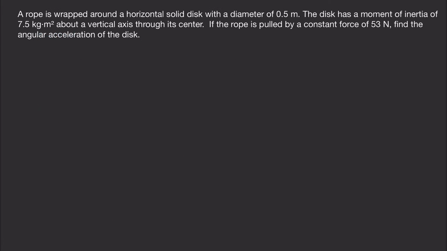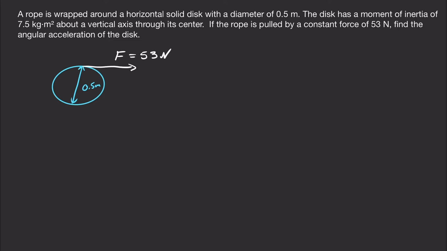For the next problem, we have a rope that is wrapped around a horizontal solid disc with a diameter of 0.5 meters. The disc has a moment of inertia of 7.5 kilogram meters squared about a vertical axis through its center. If the rope is pulled by a constant force of 53 newtons, find the angular acceleration of the disc. So I'm going to start off by drawing my little disc, and then I have my force that's going to be pulling, my constant force of 53 newtons. It gave me a diameter of 0.5 meters.